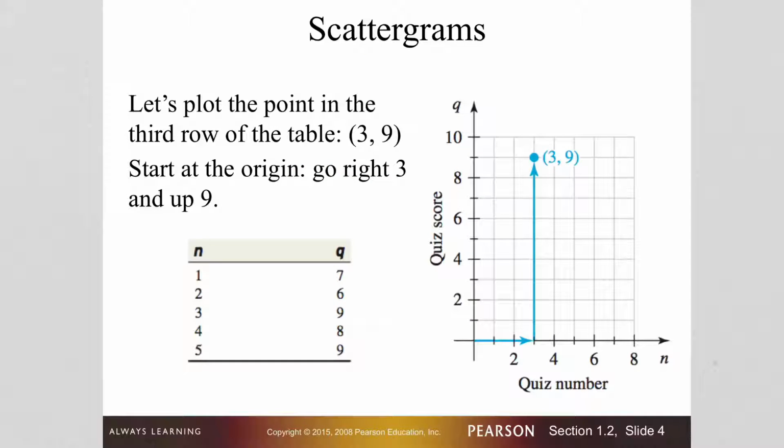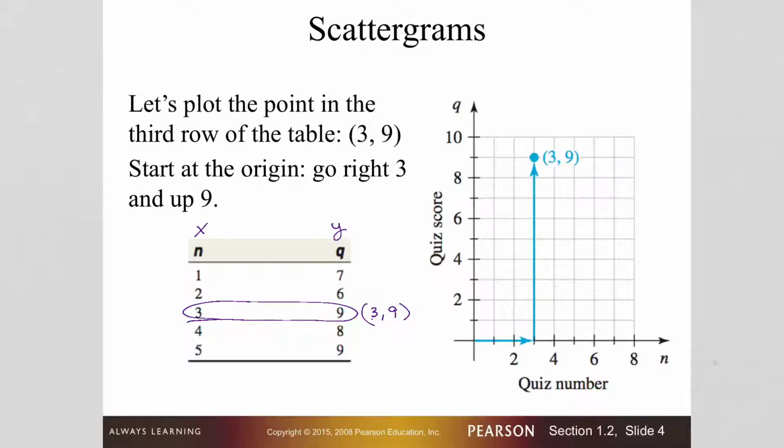Okay, so you're given a table. They're calling this N and Q. Again, generic terms. We could call them X and Y. And they're graphing this point right here on this graph. So 3, 9 can be written as an ordered pair like this. And this means 3 to the right, up 9. So right 3, up 9, you put a dot.